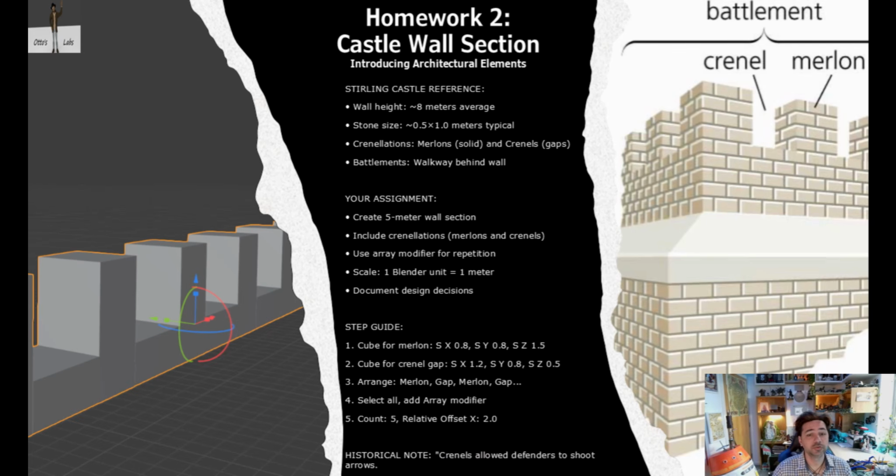So your second piece of homework, if you choose to do it, and it doesn't have to be like the image I showed, that was very regular, it can be irregular. Try to follow what I did before with the variation, that was more precise. Create a model of a castle wall section. Reference Stirling Castle, walls around 8 meters high, stones about half a meter by 1 meter. Include the crenellations, merlons for cover, crenels for gaps. Use the array modifiers to repeat the pattern, and document your design decisions in the text.